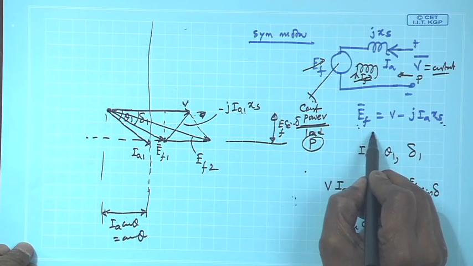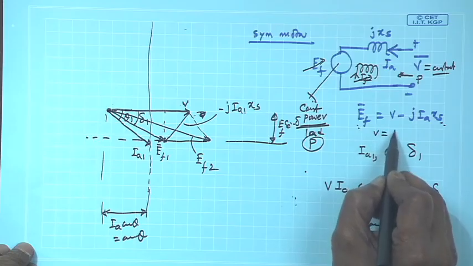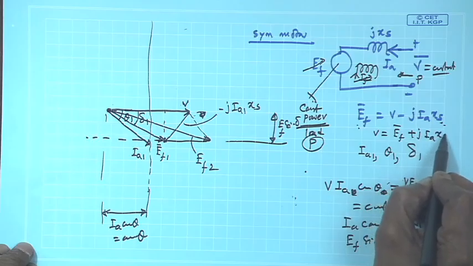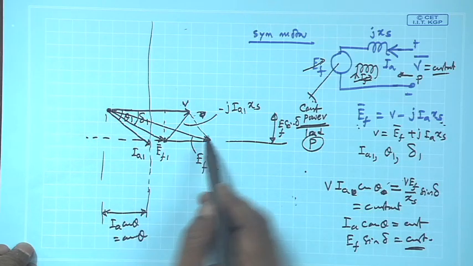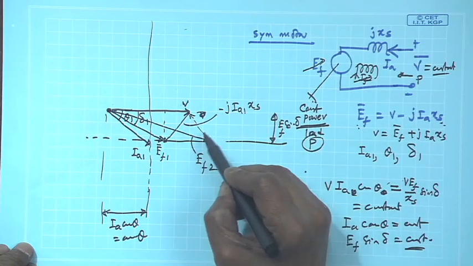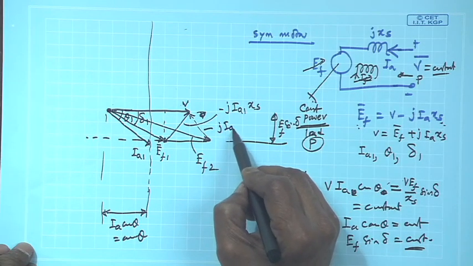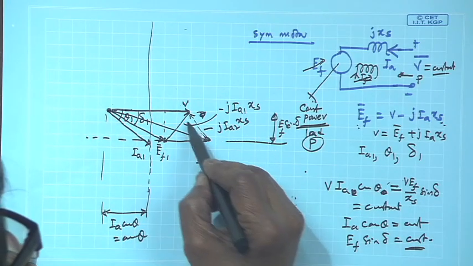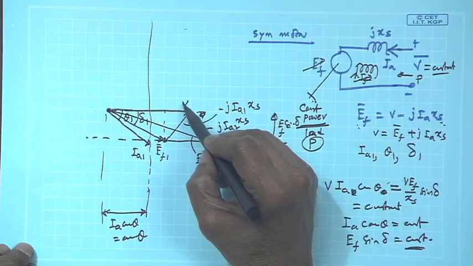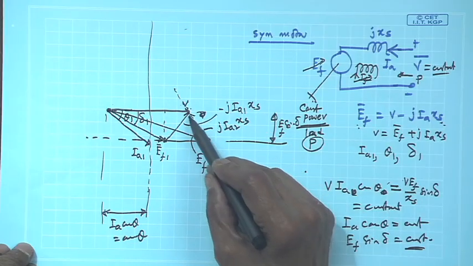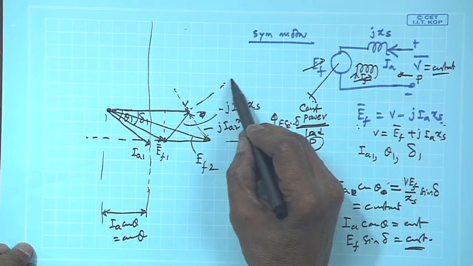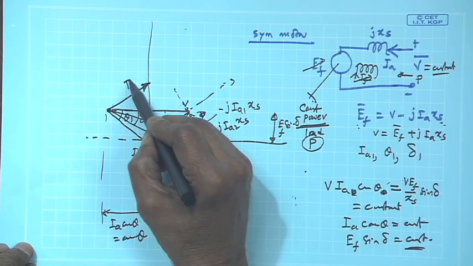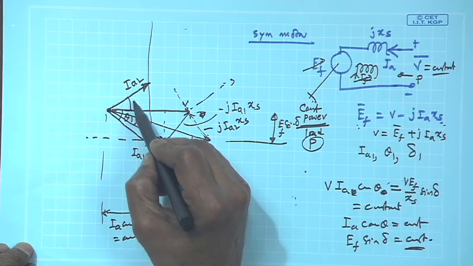So, V is equal to E f plus j I A X S, in whichever way you interpret. I am just writing it like this. This is E f 2. So, your j I A 2 X S must be this one. E f 2 plus j I A 2 X S is your V. Therefore, your I A 2 must lag this voltage by 90 degrees, so I A 2 will be somewhere here, and this is your theta 2.